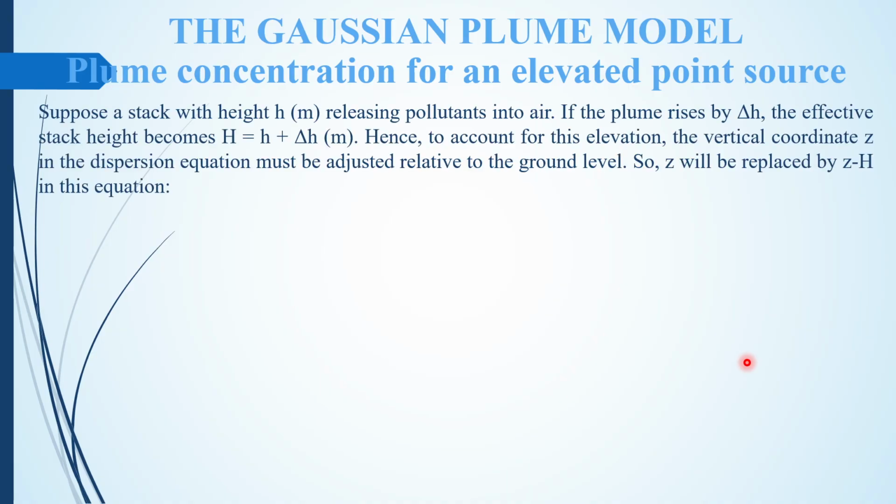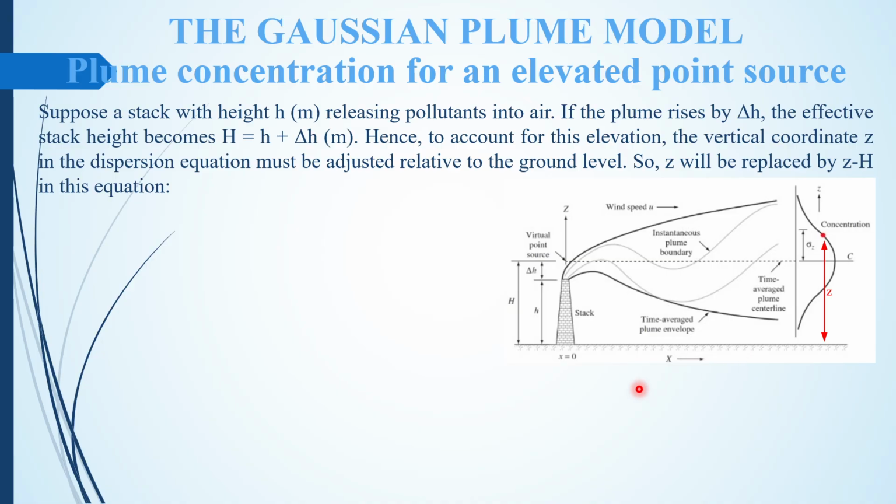So suppose a stack with height h, this is the stack height, releasing pollutant into the air. If the plume rise is del h, so del h is from the stack height up to the center line height, the effective stack height capital H would be small h plus del h. Hence, to account for this elevation, the vertical coordinate z in the dispersion equation must be adjusted relative to ground level. So z is replaced by z minus h in this equation.